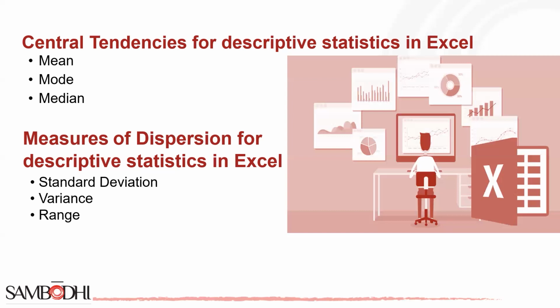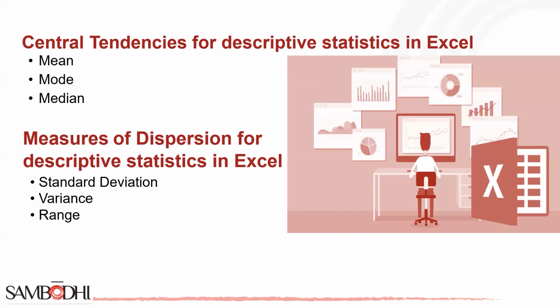Range. The difference between the largest and the smallest value in a dataset. The range is easy to understand, but it is based on only the two most extreme values in the dataset, making it very susceptible to outliers.